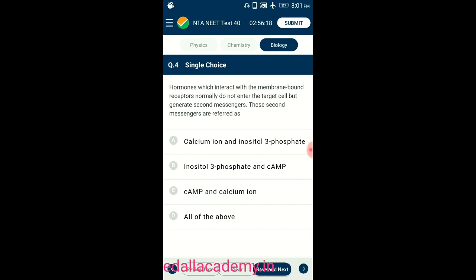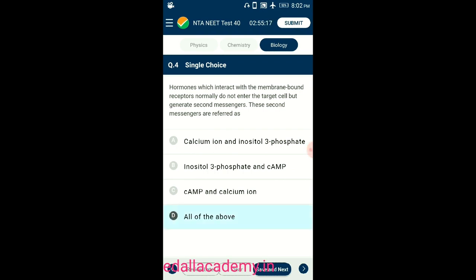Question number 4. Hormones which interact with the membrane bound receptors normally do not enter the target cells but generate second messengers. Second messengers are intracellular signaling molecules released by the cell in response to exposure to extracellular signaling molecules, the first messengers. Examples of second messenger molecules include cyclic AMP, cyclic GMP, inositol triphosphate, glycerol and calcium. So the answer for this question is all of the above.